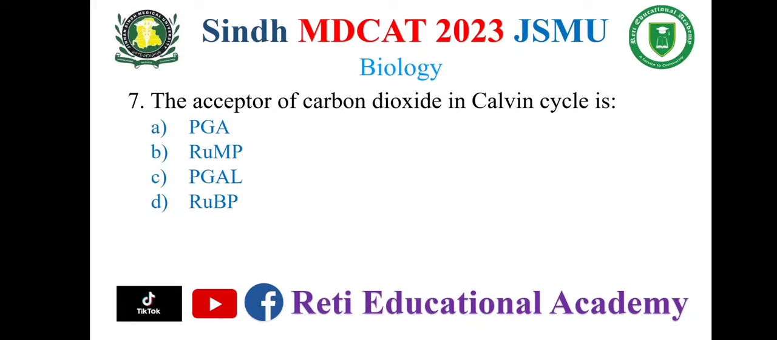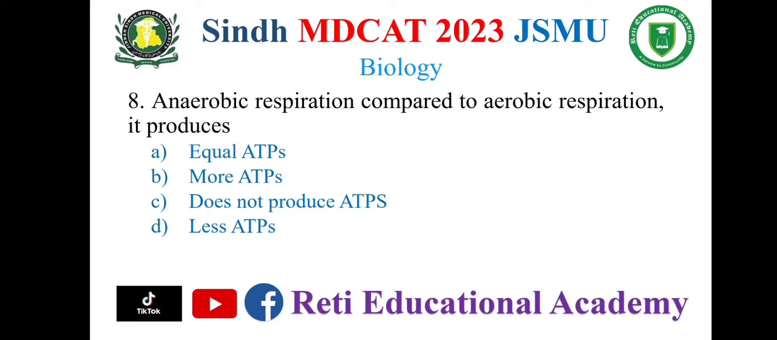Question number 7. The acceptor of carbon dioxide in Calvin cycle is A. PGA. B. RuMP. C. PGL. D. RuBP. And the correct answer is D. RuBP.